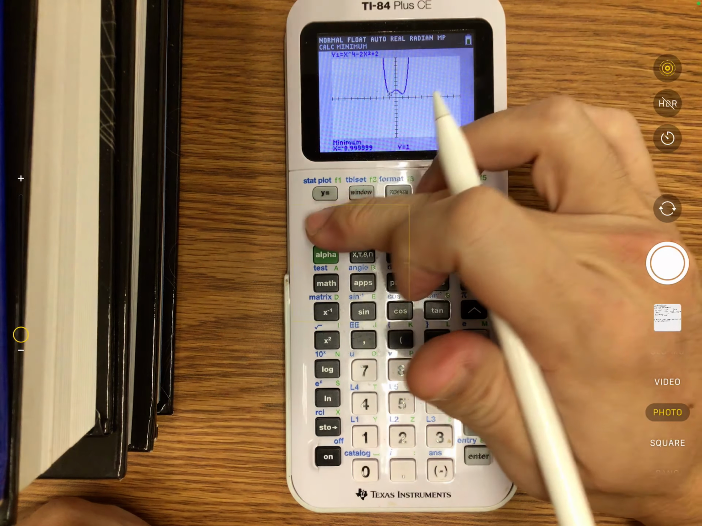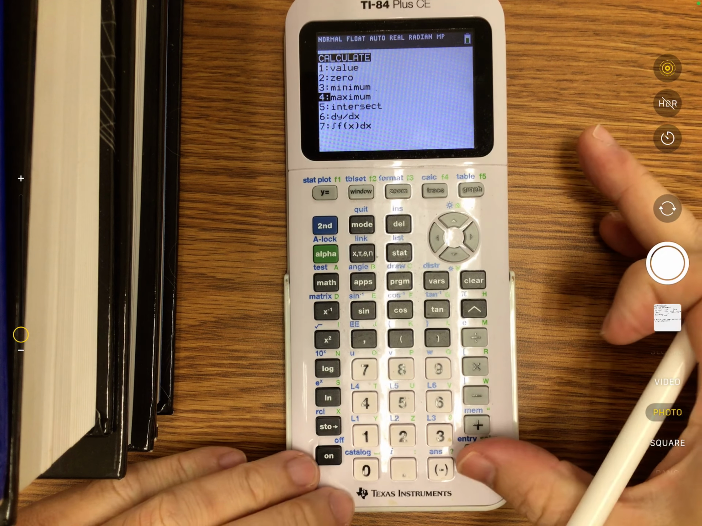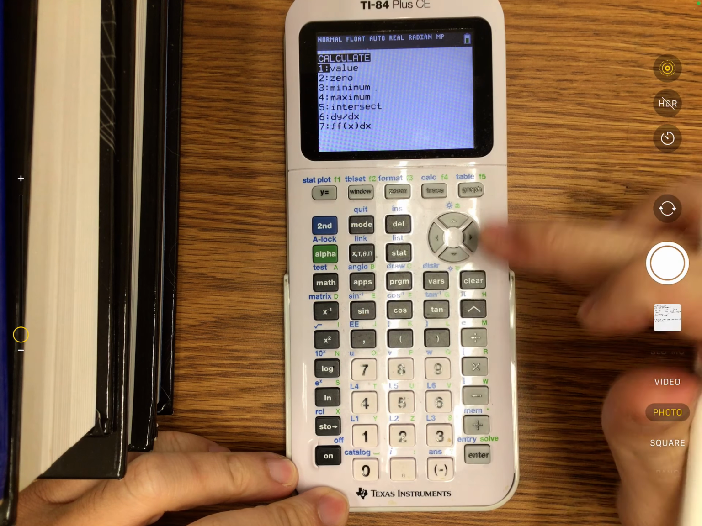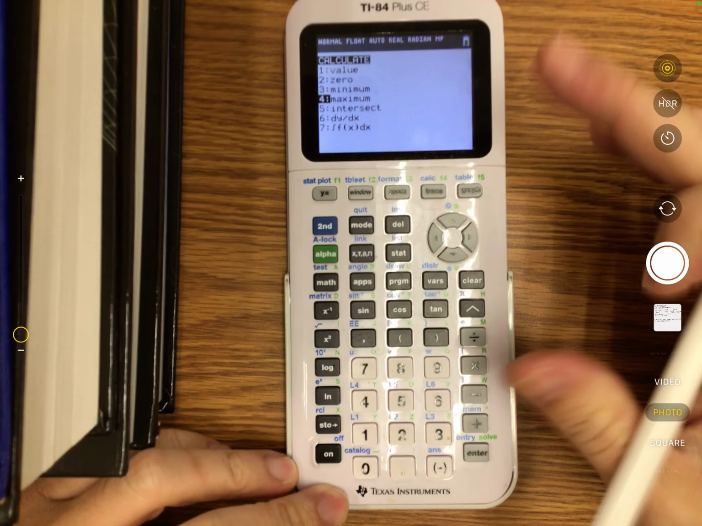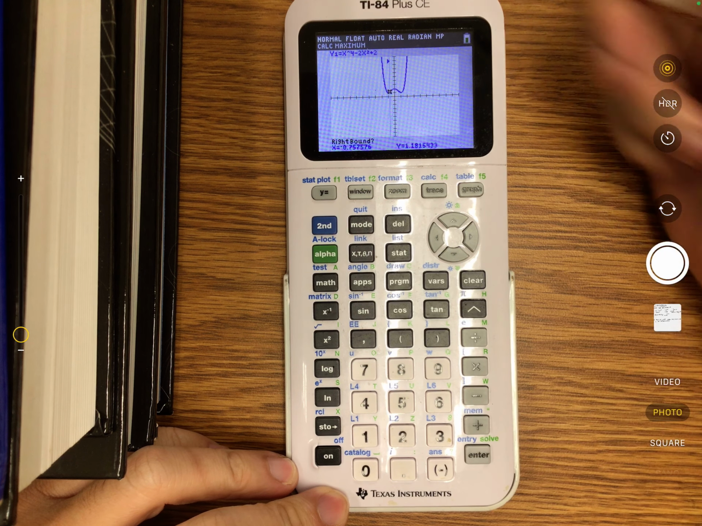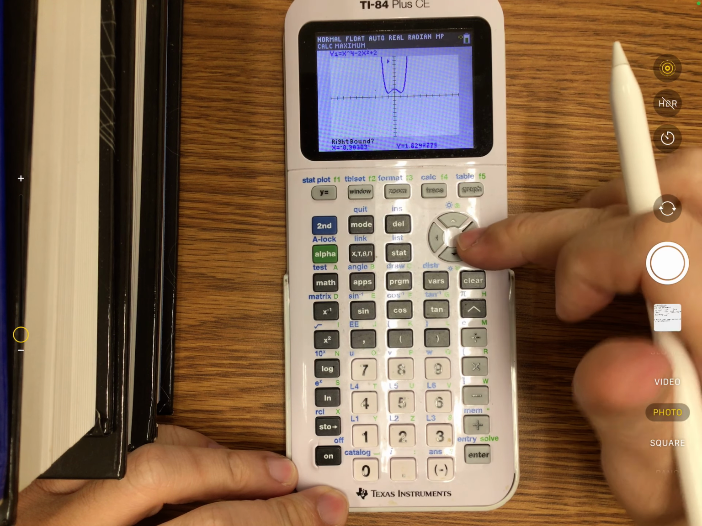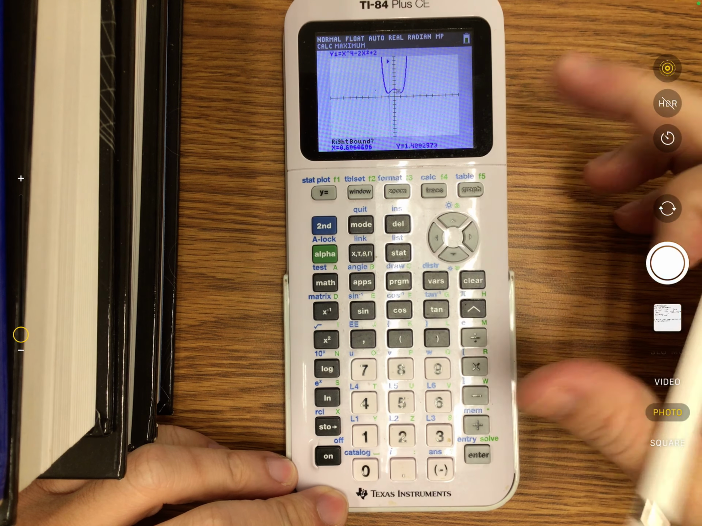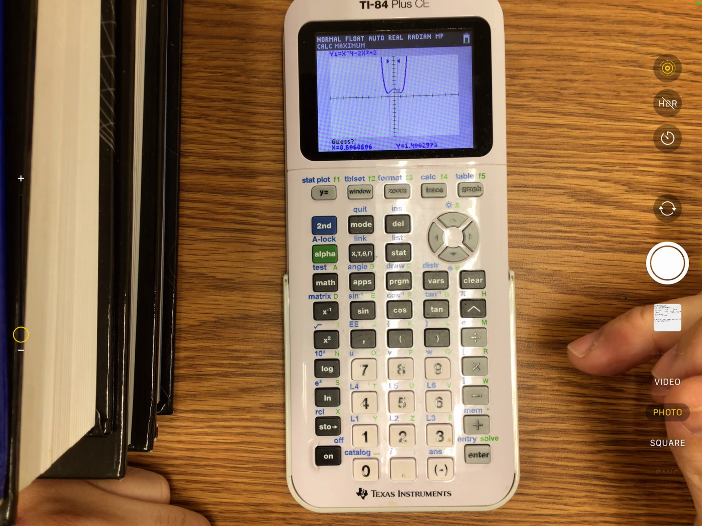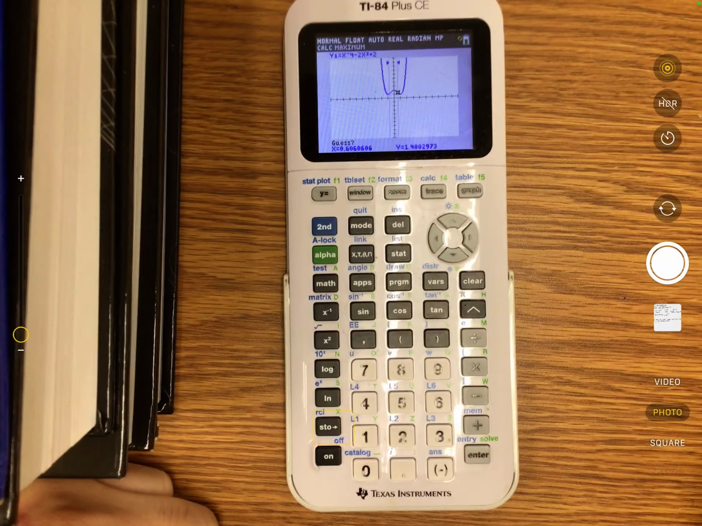Okay, let's go back and find some more. Okay, so we're going to calculate again. This time let's find the maximum, the one that's in the middle. Whoops. That's not what I wanted to do. We're going to find the maximum. We're going to set up our left boundary anywhere to the left of that maximum point there. We're going to set up our right boundary any place to the right of that maximum point there. And now that we know that the maximum is between those two little dotted lines that go up and down, we're going to hit enter.